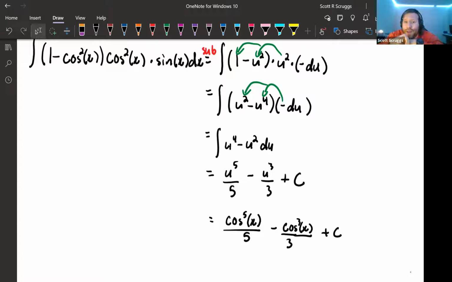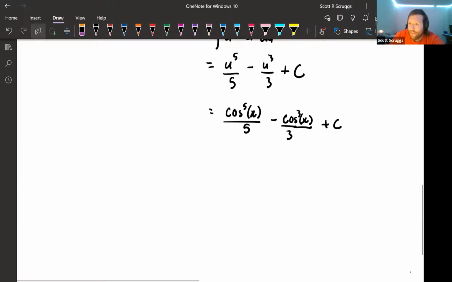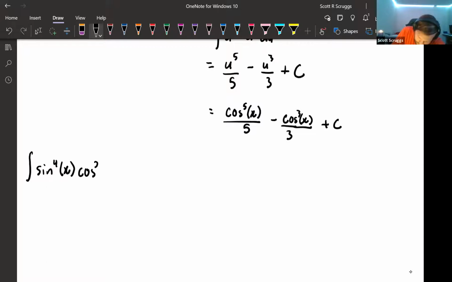Now here comes the next question. What if both have even powers? So instead of one of them having an odd power, let's say this is my new scenario. Now I'm integrating a sine and cosine, but both of them have an even power. I can't do the trick I did before, which was take one of the powers away from it.